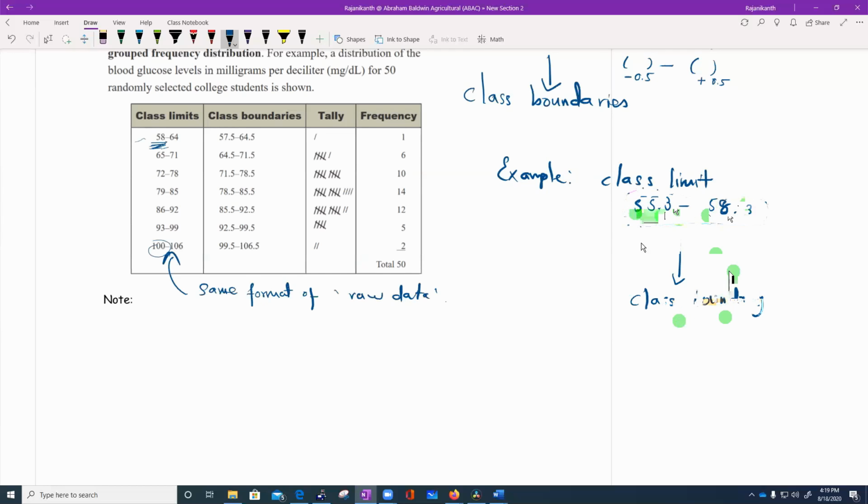How do you find the class boundary for this limit? Remember now, in your class limit, already you have decimal place. So one of you can tell me the answer. How do you find the class boundary for this particular class limit? 0.05. Always you have to take one more decimal place than your class limit to find the class boundaries.